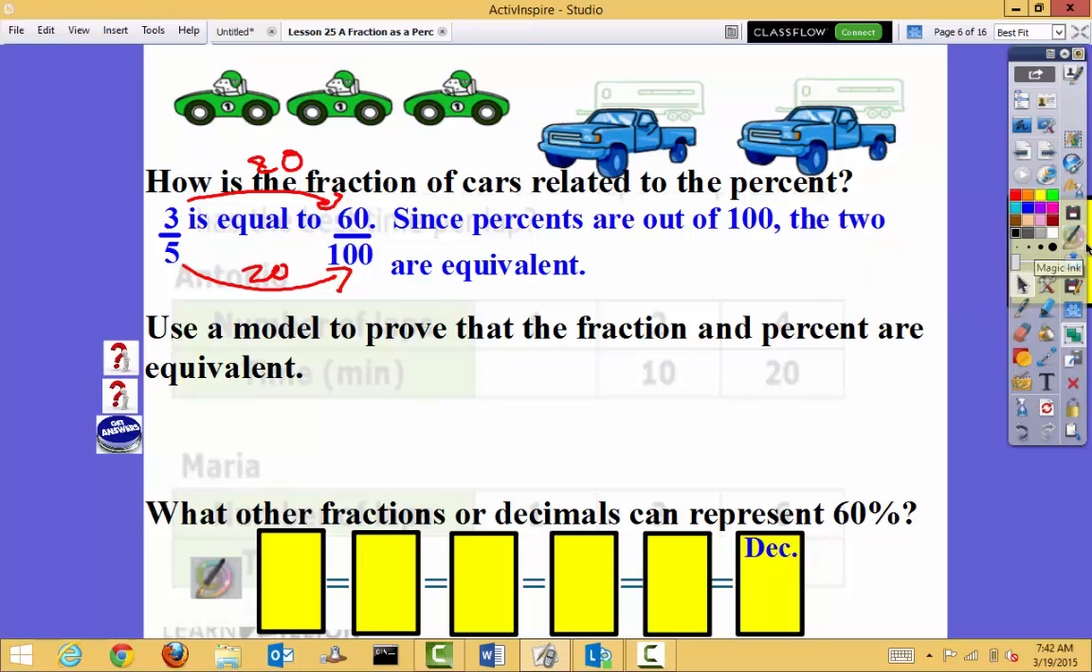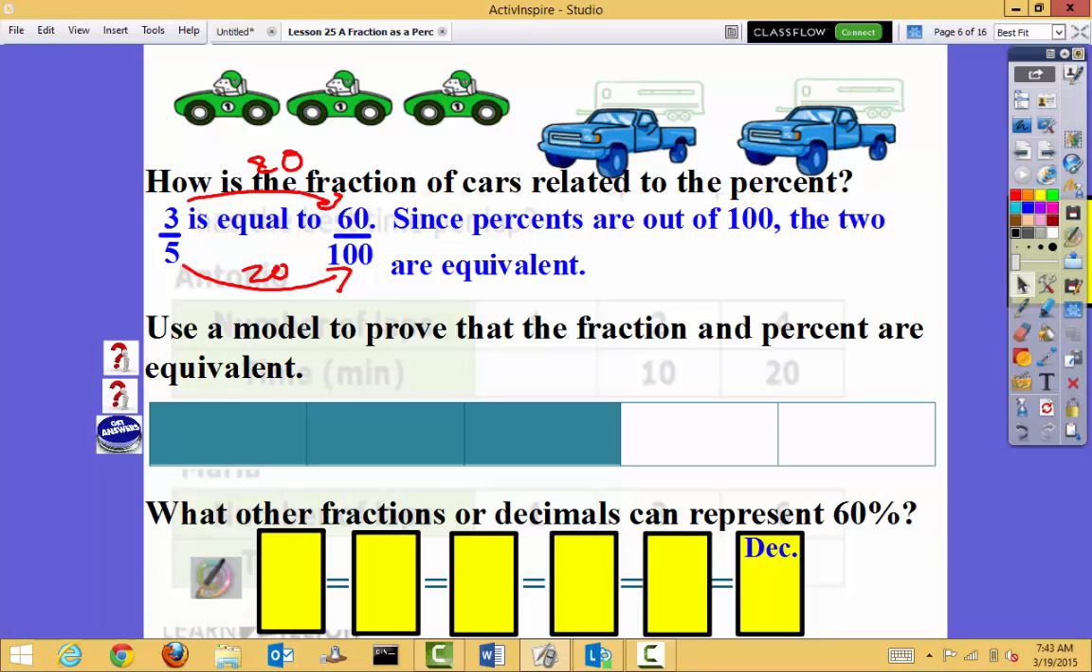So, since my percents are of 100, the two are equivalent. So here I have an equivalent fraction, and I can easily see how this 60 is my 60% of cars. Use the model now to prove that fractions and percents are equivalent. Well, the model I'm going to use is going to be a double number line, or it looks similar to a tape diagram. It's going to be the exact same purpose.